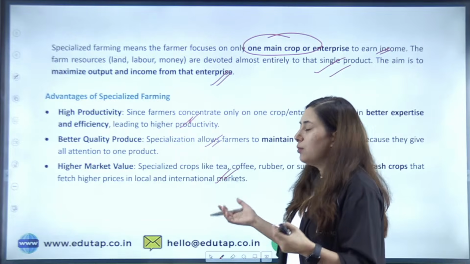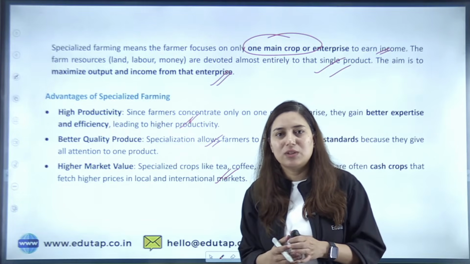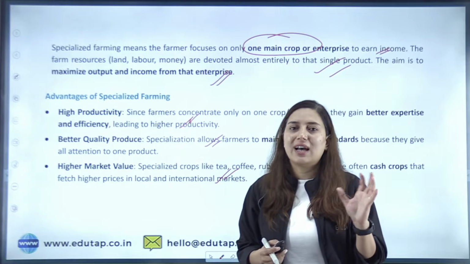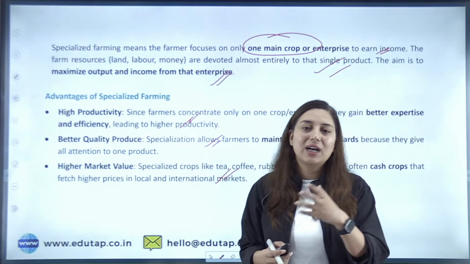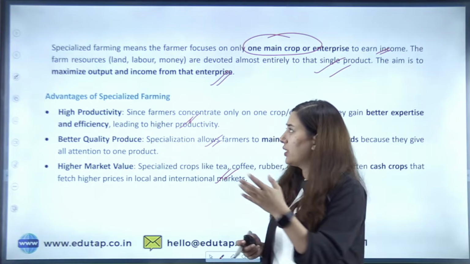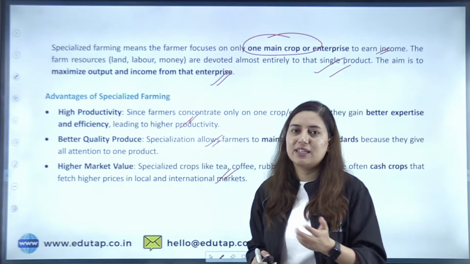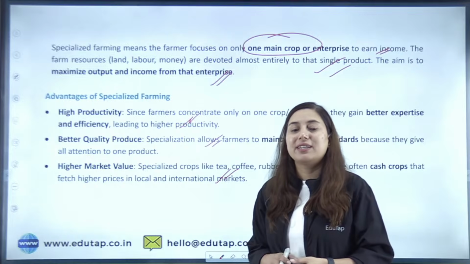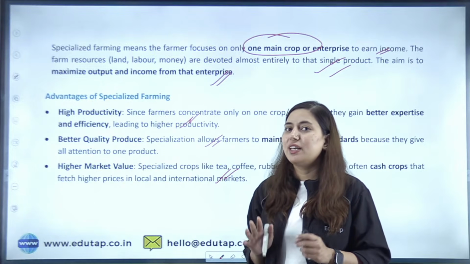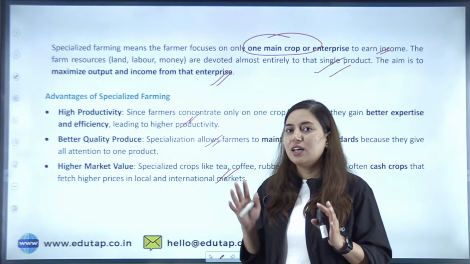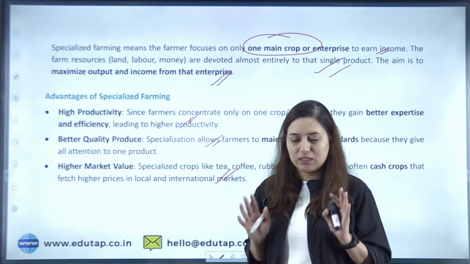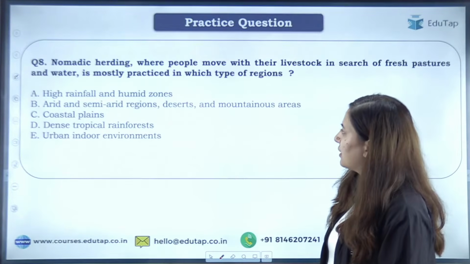High market value, ये जो specialized farming होती है students, they are done for the crops which have high market value, like जैसे कि आपका tea हो गया, rubber हो गया या फिर sugarcane हो गया. So such crops are done under the specialized farming system. ठीक है, but इसका disadvantage एक ही है कि if there is a crop failure, it can cause a huge loss to the farmer. ठीक है, चलो. Let's move to the next question.